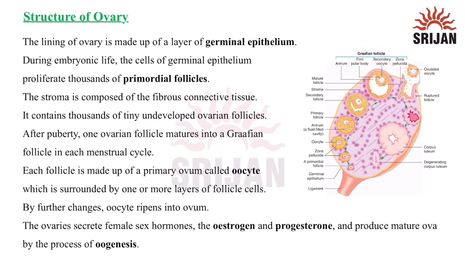Here you can see this is the antrum space. This is the first polar body. This is the secondary oocyte over here. And over here you can see this is the zona pellucida. Now this Graafian follicle ruptures and the secondary oocyte shoots out of the ovary. The remaining follicle, the leftover of the follicle, becomes the corpus luteum. This then degenerates after some time, depending upon the status of pregnancy.